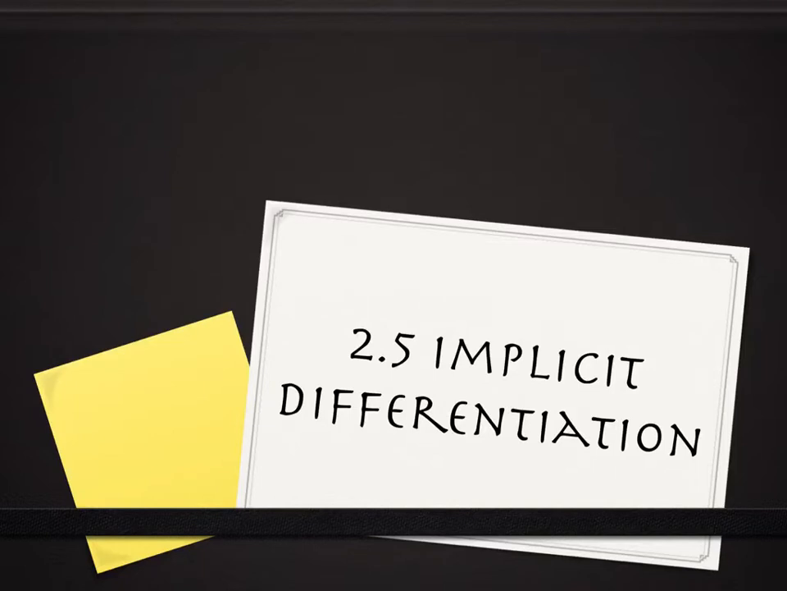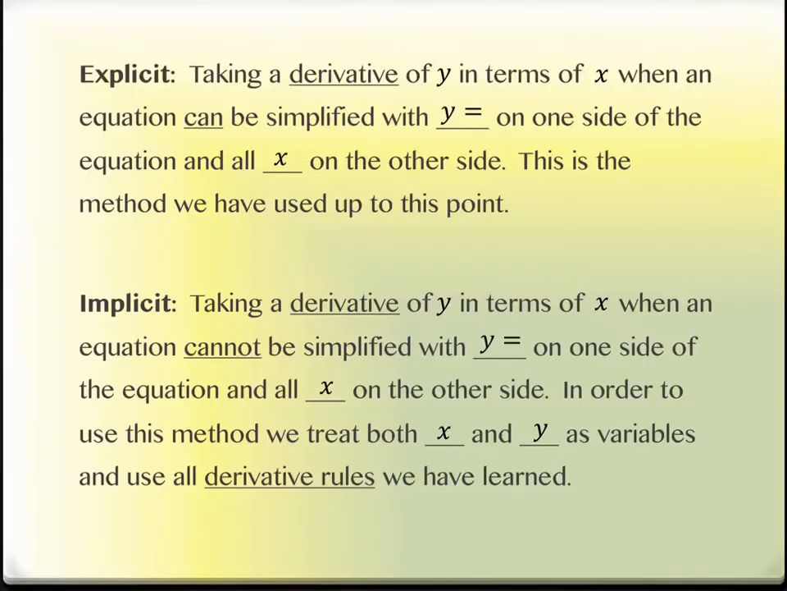However, not all the time can we have an equation solved that says y equals. So what we've been doing so far is called explicit differentiation. We just call it differentiation, but it's explicit differentiation. It's taking the derivative of y in terms of x when the equation can be simplified with y equals on one side and x's or some other variable on the other side. So this is what we've done so far.